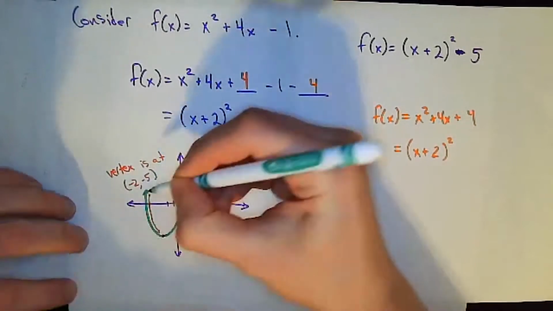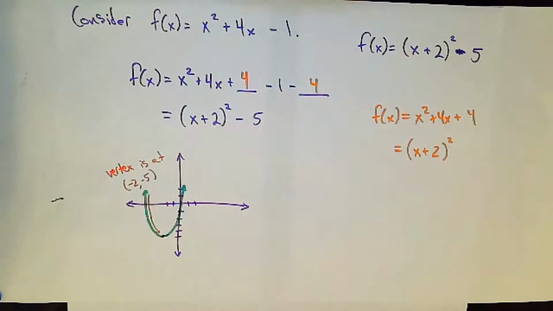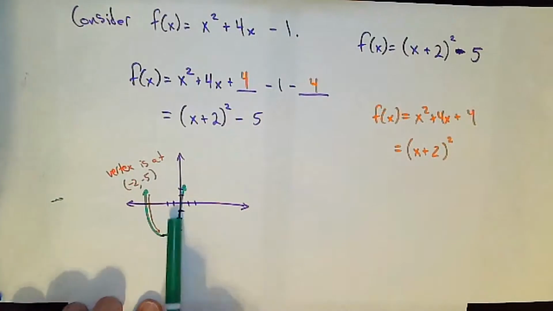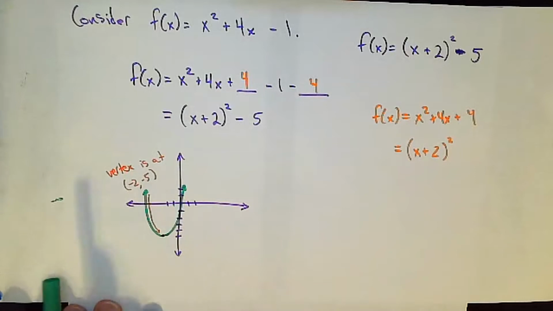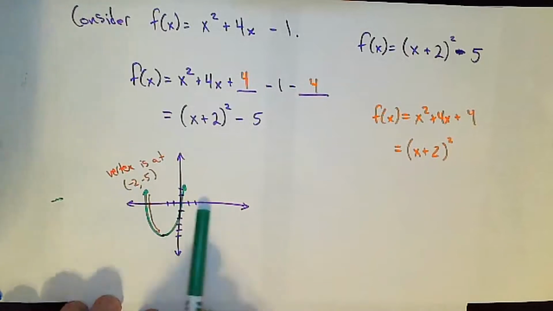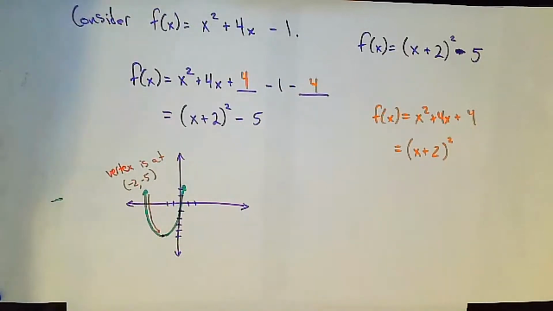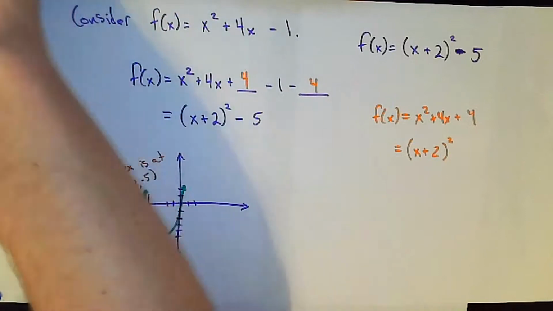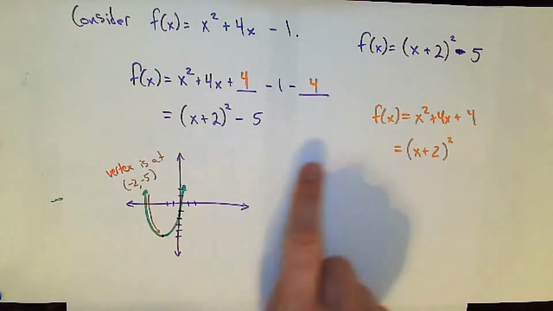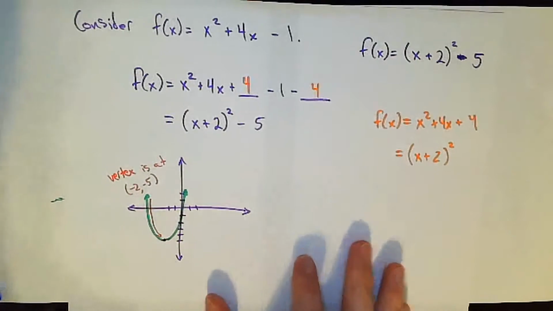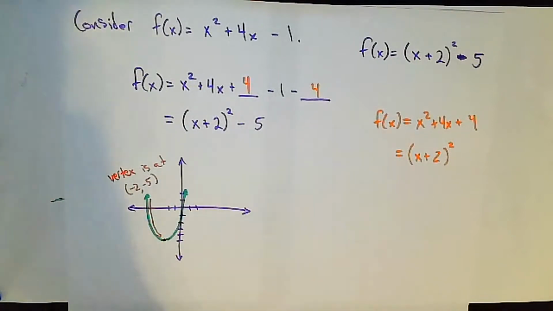What would be some other stuff that would be useful to know about this? Probably where it crosses the x-axis, right? So I could put a point here. Those are some other things we'll be looking at. But I know this is probably the trickiest part, so we're going to keep working at this.